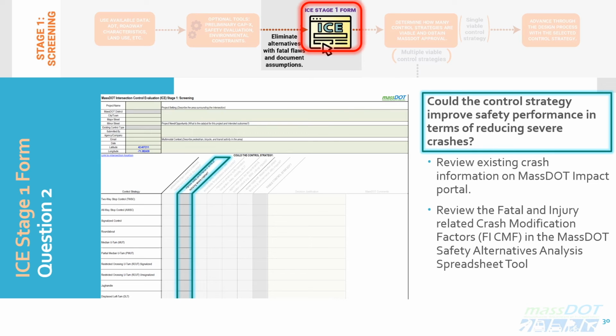For example, suppose an intersection has an existing issue with angled crashes. In that case, a roundabout will likely reduce the number of severe crashes occurring, even if the number of PDO crashes increases. Proponents can also review the fatal and injury-related crash modification factors, FI/CMF, listed in the MassDOT Safety Alternatives Analysis Spreadsheet tool.